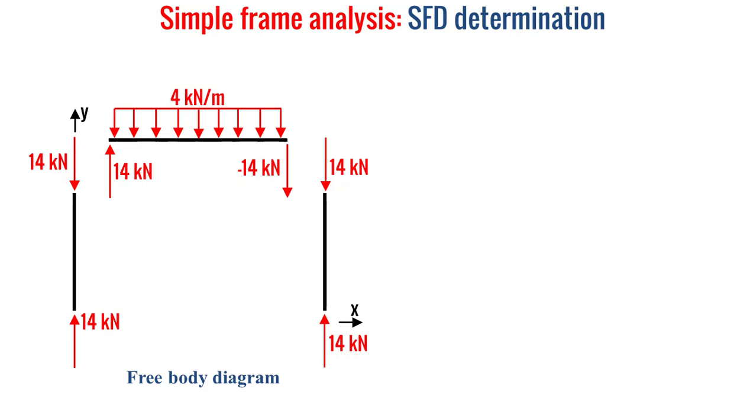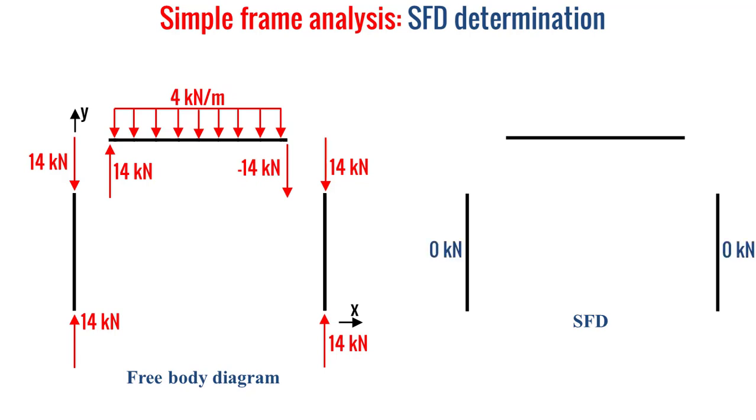Now I'll explain how to determine the shear force diagram associated to our frame. So we have our frame exploded into a free body diagram, and we have the external and internal forces applied on the columns and on the beam. And based on this, we will determine the shear force diagram. First, it's clear that the columns are not subjected to shear force, they are subjected only to normal forces, so the shear force along the column will be 0 kilonewton.